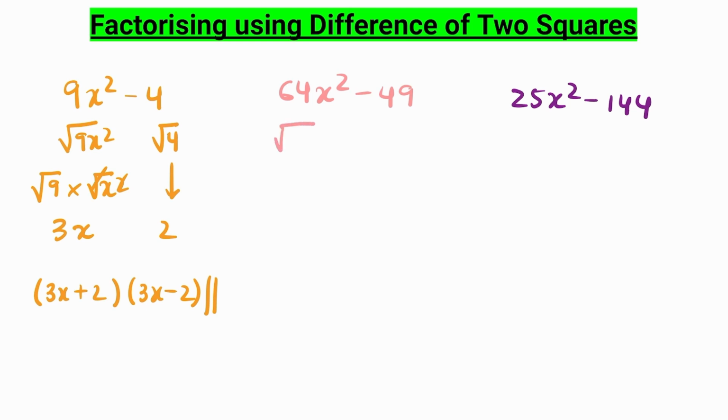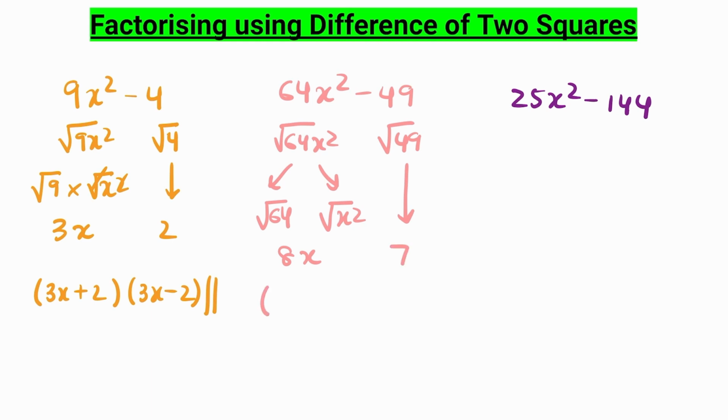Take the square root of 64x squared and the square root of 49. How to find the square root of 64x squared? How can we separate this part? Square root of 64 and square root of x squared. What is the square root of 64? 8. And what is the square root of x squared? It's x. And here also, what is the square root of 49? The square root of 49 is 7. Why? Because 7 squared is 49.